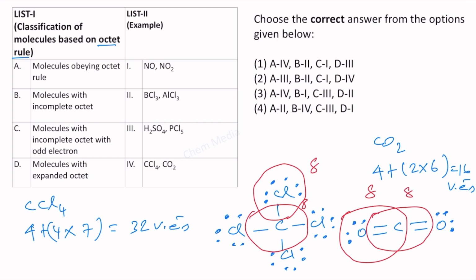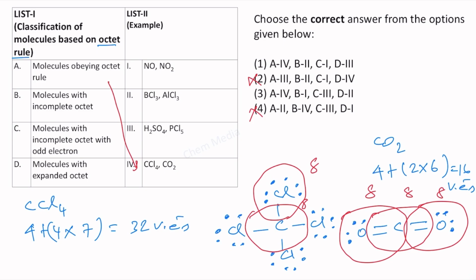So, we have 4 bonds for carbon, that means 8 electrons. For oxygen, 2 lone pairs and 2 bond pairs. Therefore, A should match with 4, and this means 2 is wrong, 4 is also wrong. Now, molecules with the incomplete octet.